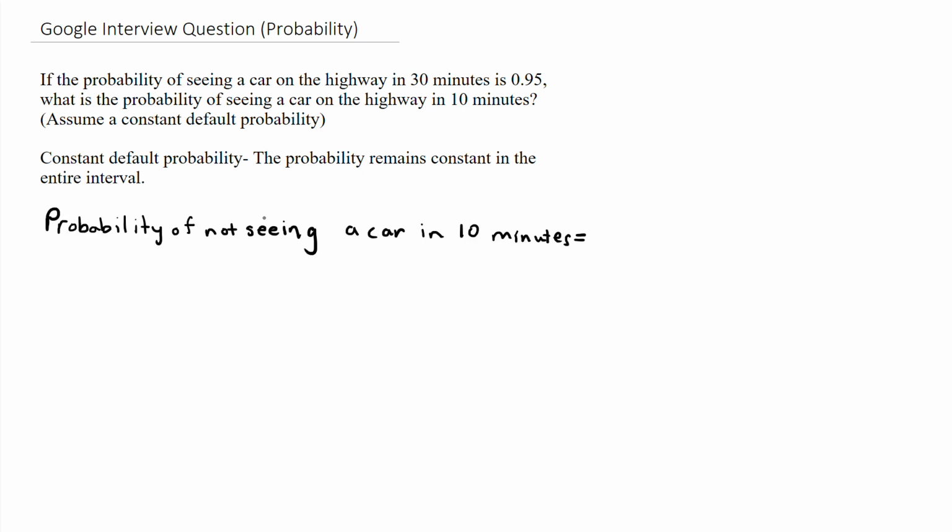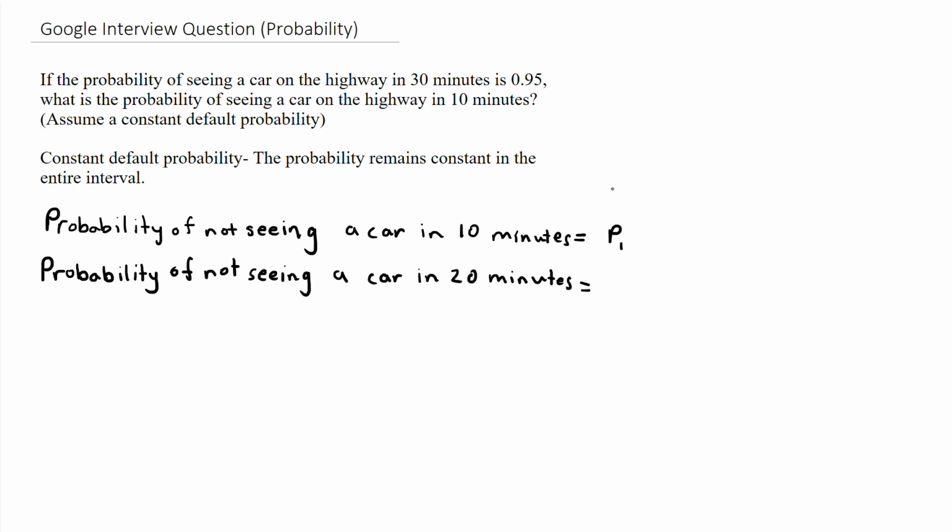We can say that the probability of not seeing a car in 10 minutes is P1. We can also say the probability of not seeing a car in 20 minutes is P1 times P1, because not seeing a car in the first 10 minutes would be a probability of P1, and then also not seeing a car in the second 10 minutes would also be a probability of P1, so you'd have to multiply both, because you have to have both cases to be true.